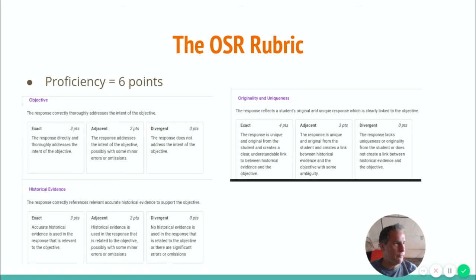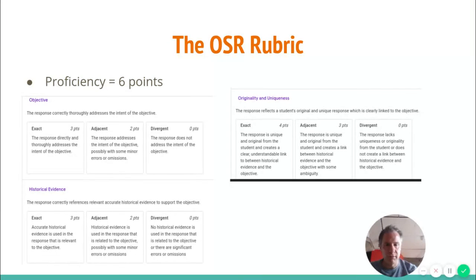This one we weigh heavily on exact and adjacent. It's either 4 or 3. Do we get what you're doing, or do we sort of get what you're doing? That's kind of how it breaks down. 0 points means we are scratching our heads and we cannot figure out how this OSR relates to that objective whatsoever.